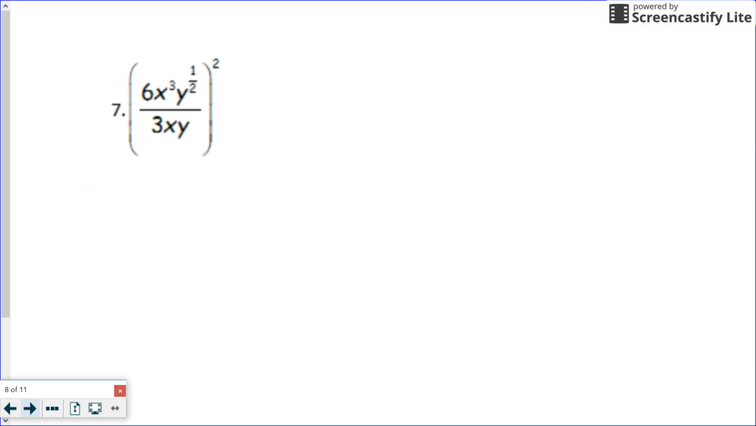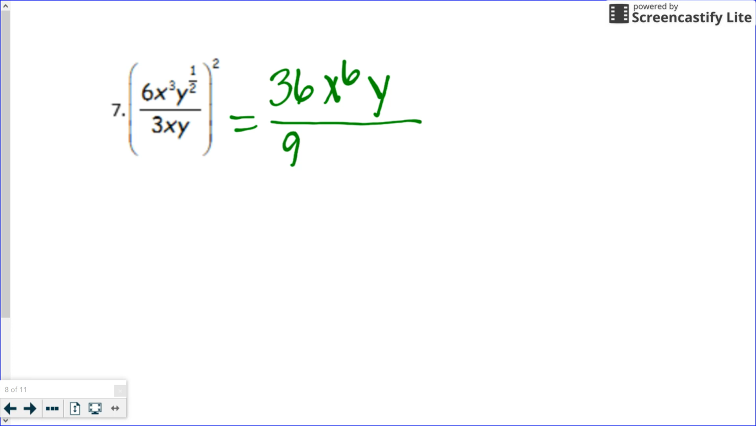Number 7, I'm going to start by squaring everything. I can simplify a little bit on the inside, but I'm going to go ahead and square everything. So I've got 6 squared, that gives me 36. X cubed raised to the second power would be x to the 3 times 2, which is 6. I've got y to the 1/2 times 2, which is y to the first power. On the bottom, I've got 3 squared. 3 times 3 is 9. And then x, remember there's an understood 1 there. So x to the 1 times 2 is x squared. Y to the 1 times 2 is y squared.